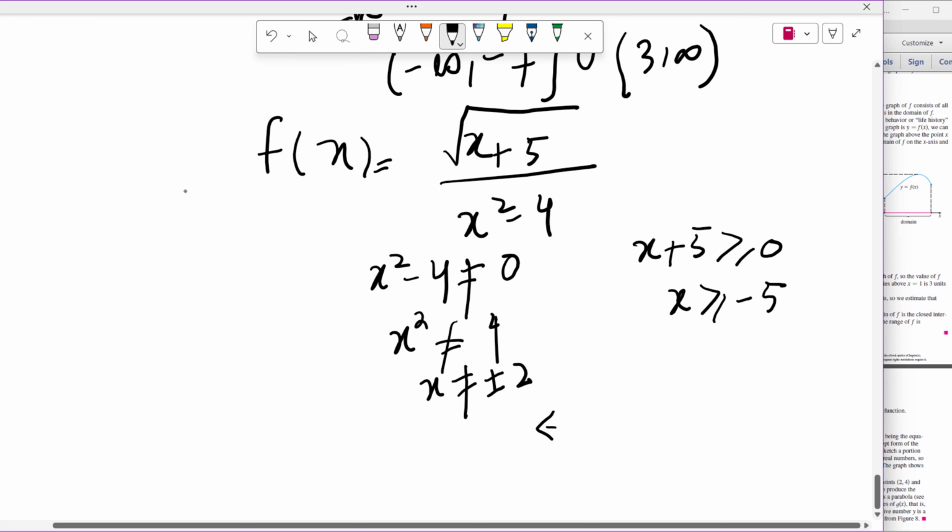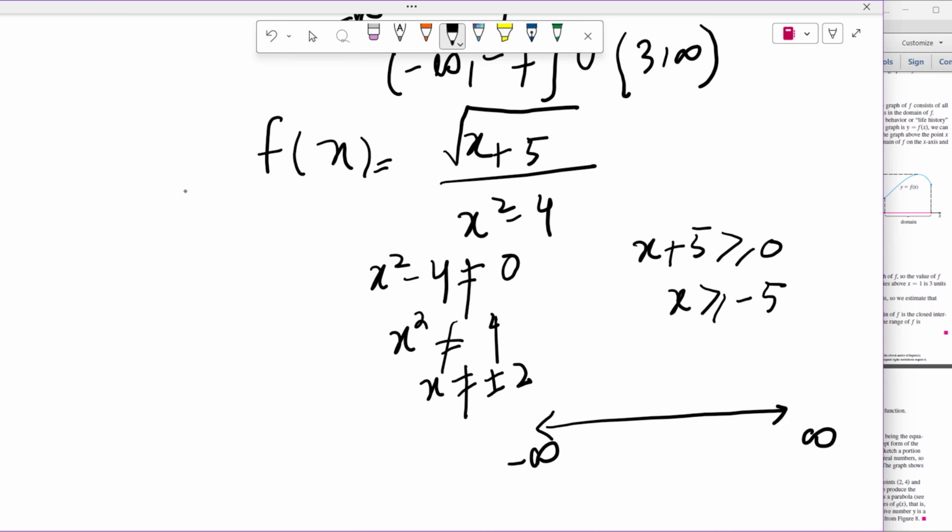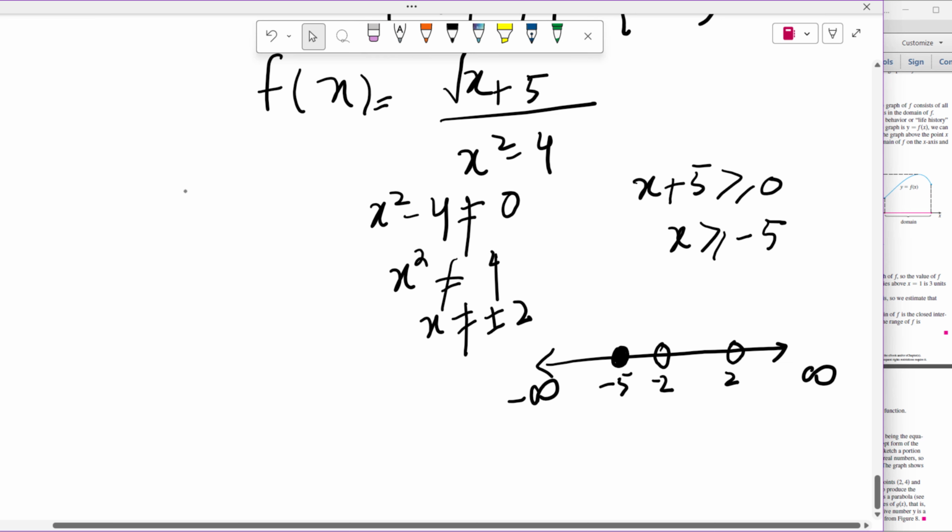So when we draw it on the number line, minus infinity to plus infinity, here is the number minus 5. With the minus 5 included, so I will use the filled circle. Next is the minus 2. Minus 2 is not included, so I have used the empty circle. Plus 2, again not included, so I have used the empty circle.